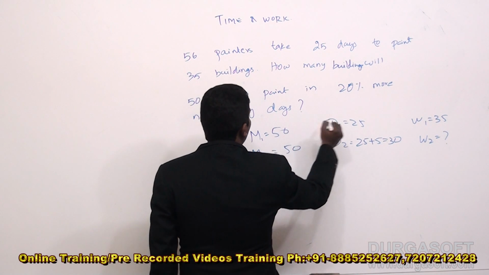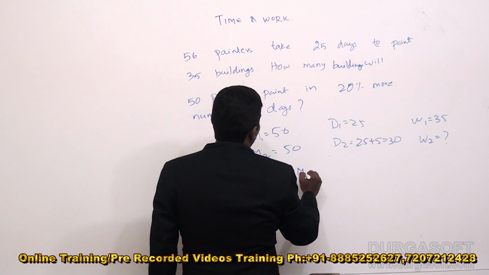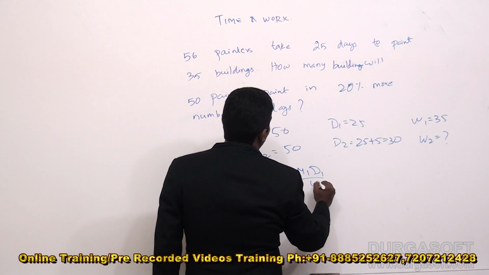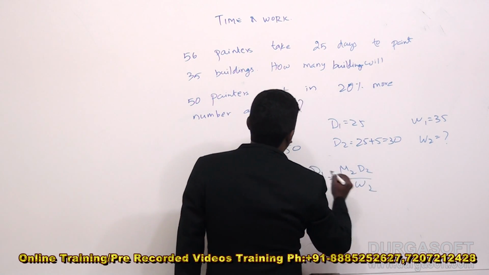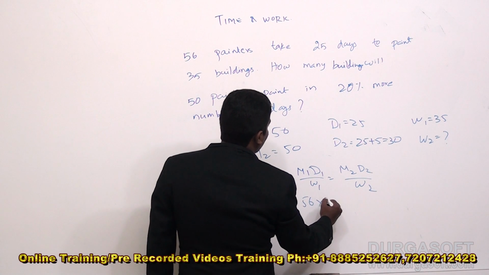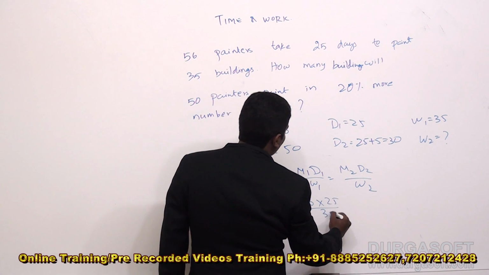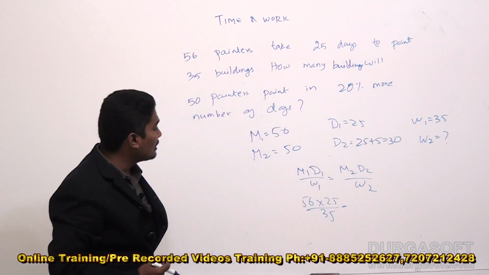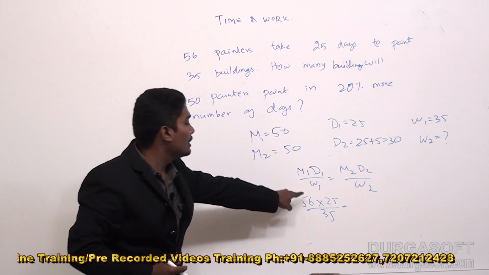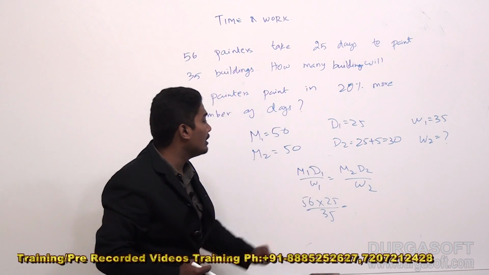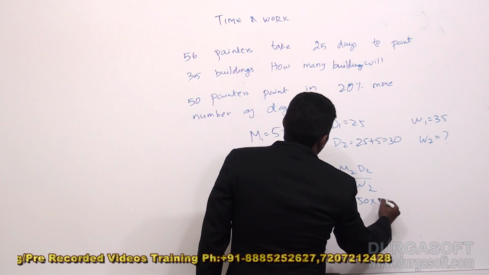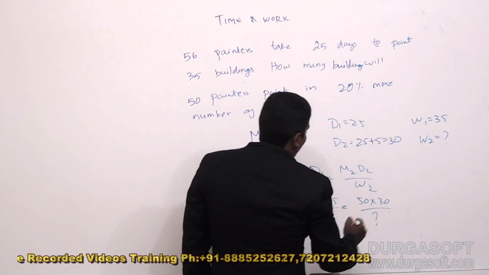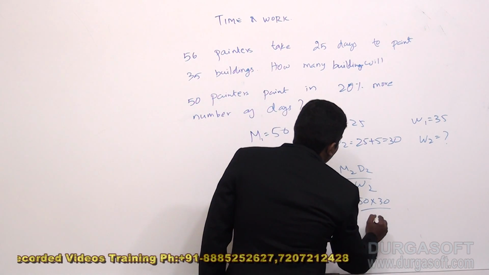So I can say that man 1 into days 1 by W1, M1 D1 by W1, will be same as M2 D2 by W2. In this case, 56 into 25 by 35, where 56 is the M1 value, 25 the D1 value and 35 the W1 value, will be same as 50 into 30 divided by the unknown number. The unknown number I will consider as W2 itself.